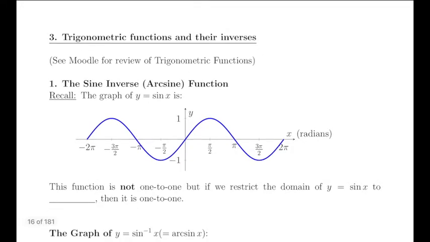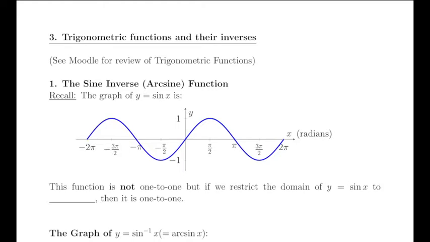Now moving on, we're going to look at inverse trigonometric functions for sine, cosine, and tangent. So the first one we will look at is the sine inverse function, also known as arcsine. We're going to start off with the graph of sine x, which is given here. You should definitely know how to draw this from memory as well.